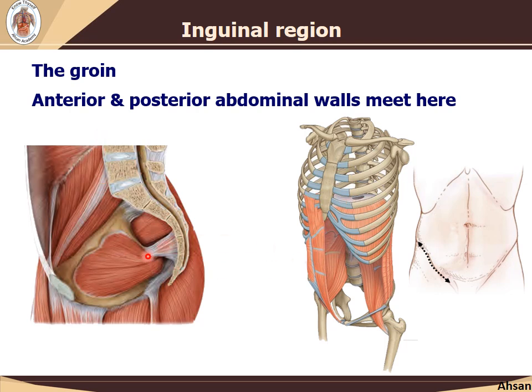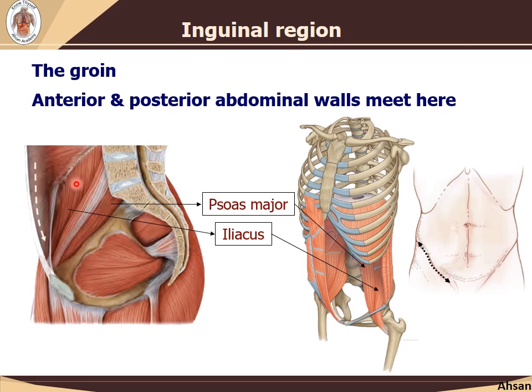You can see this figure. This is the median section, and this is a diagram showing that area, with the anterior wall muscles and posterior wall muscles. This is the anterior wall muscle, and this is the posterior wall muscle comprising the psoas major, and this one is the iliacus. And this is the anterior wall muscles and the external oblique making this inguinal ligament.